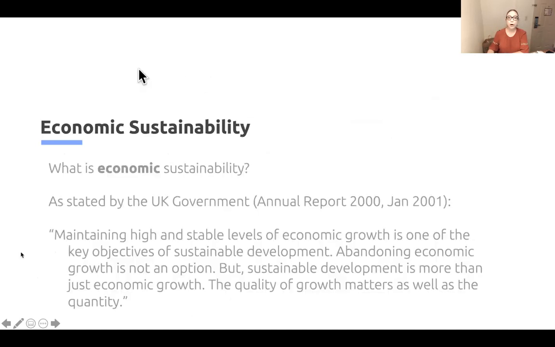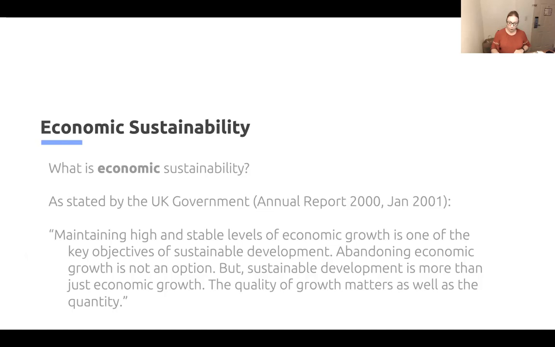So let's move on to economic sustainability. So here is a quote from the UK government. This was in 2001, so it's a bit dated, but I like this quote. Maintaining high and stable levels of economic growth is one of the key objectives of sustainable development. Now, this falls under economic sustainability. Abandoning economic growth is not an option, but sustainable development is more than just economic growth. The quality of growth matters as well as the quantity.